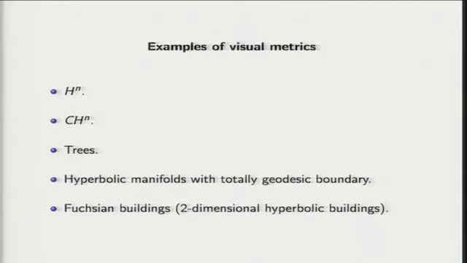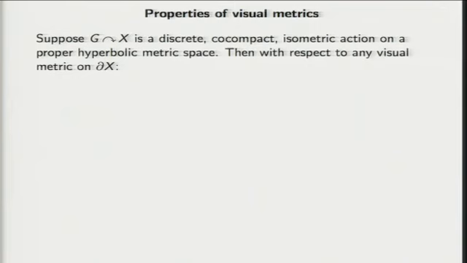Okay, I think I'll skip over that. Now, general properties of visual metrics. So if you don't impose any other conditions on your Gromov hyperbolic space, you can't say much of anything about the visual metric. Essentially, anything can arise.